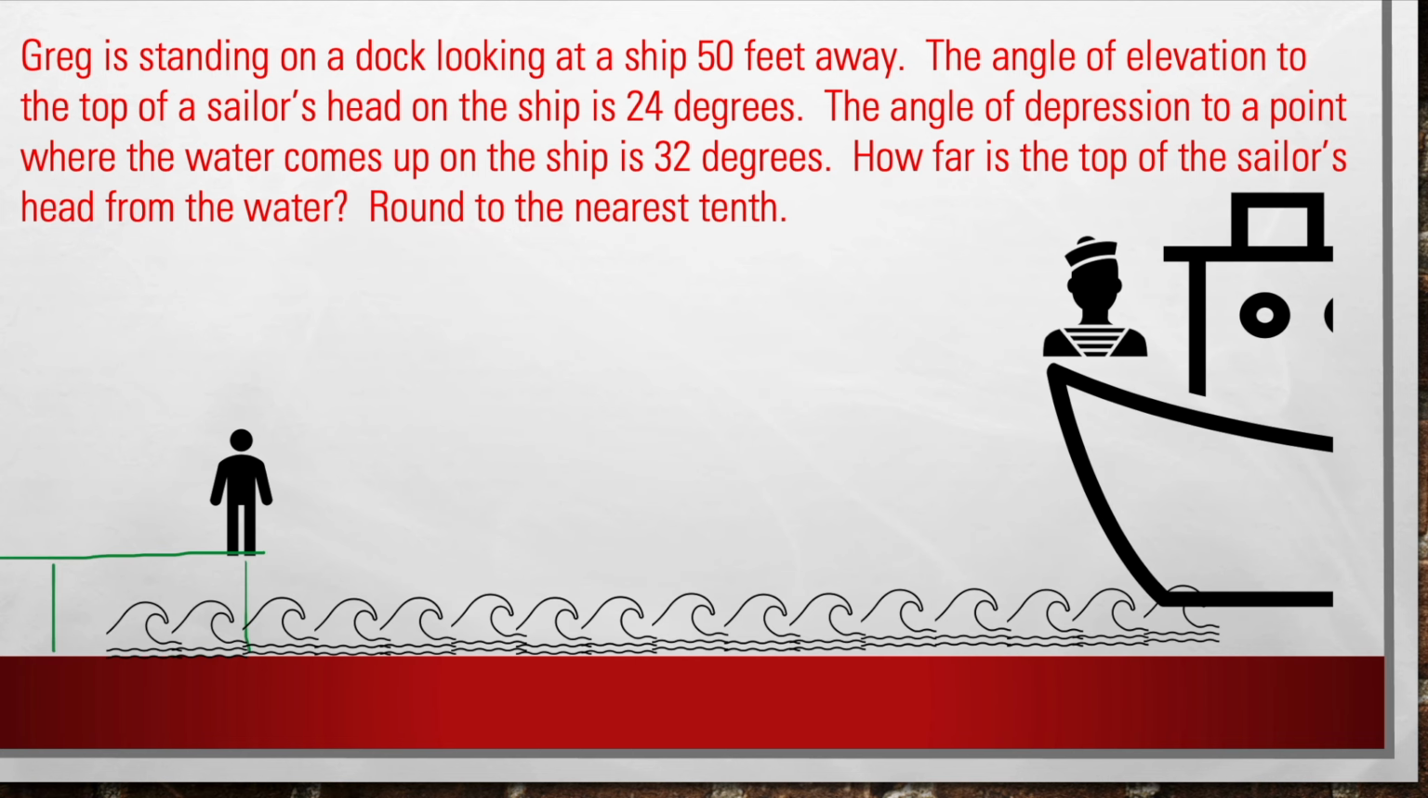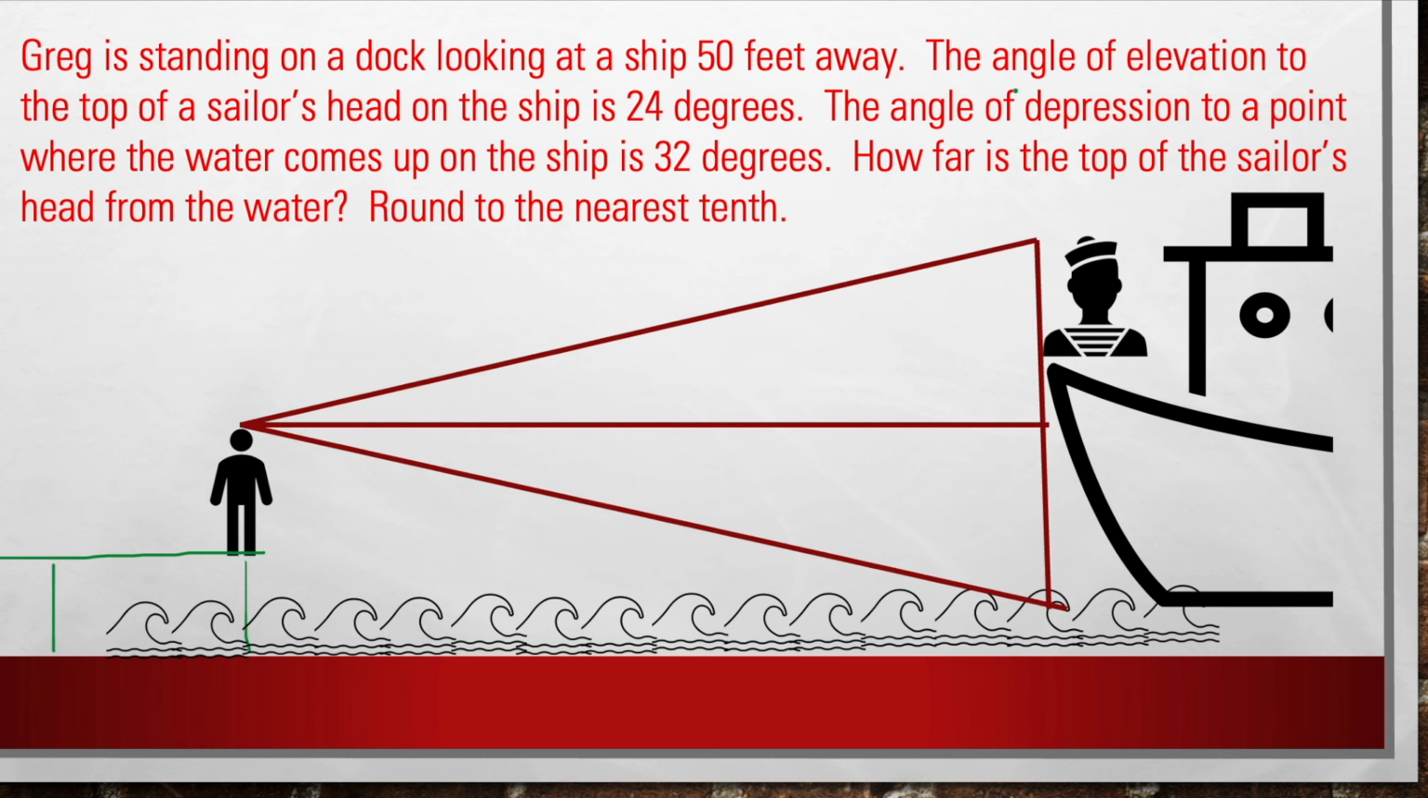So I put a little picture here. In this case, we have Greg here standing on the dock. He's not at the sea level, he's a little bit above the water. And then you have the sailor here who's higher than Greg and some distance above the water that we want to know. So in this case, because it gives us an angle of elevation and an angle of depression, there's going to be two triangles involved here.